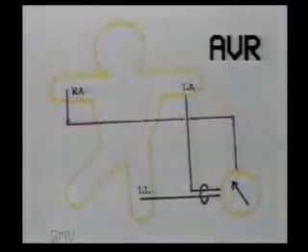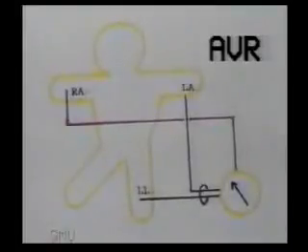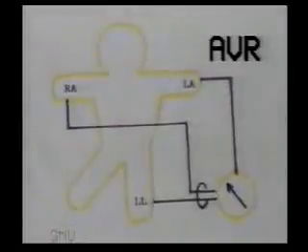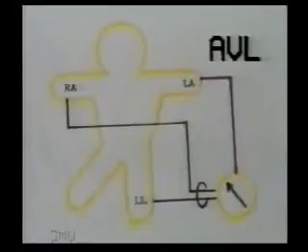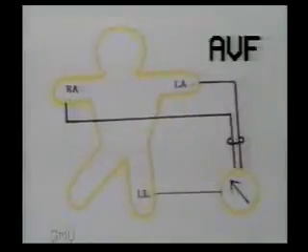Thus AVR means augmented unipolar lead of the right arm. The exploring electrode is on the right arm, while the left arm and leg are connected to the neutral electrode to augment its potential. AVL means augmented unipolar lead of the left arm with exploring electrode on the left arm, and AVF means augmented unipolar lead of the left leg with exploring electrode over the left leg.